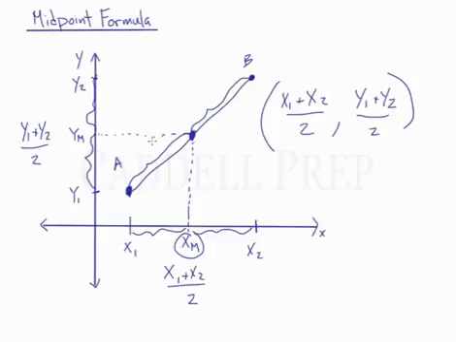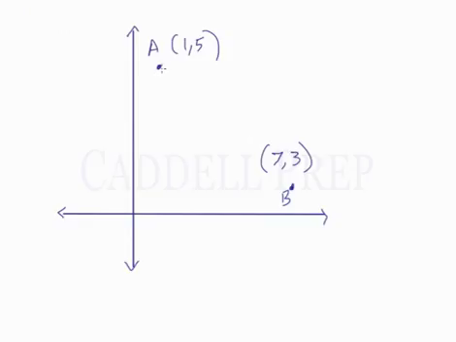So let's look at an example. Here we have point A is 1, 5, and point B is 7, 3. This, of course, is the x-axis and the y-axis. So if we want to find the midpoint of these 2 points, we just have to use our formula. The average of the x's and the average of the y's.